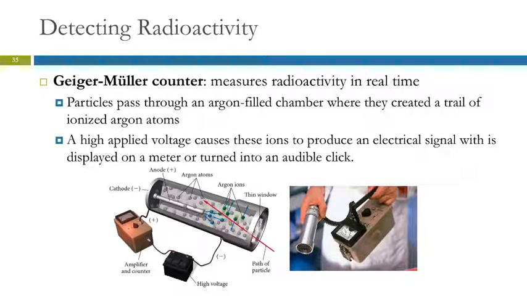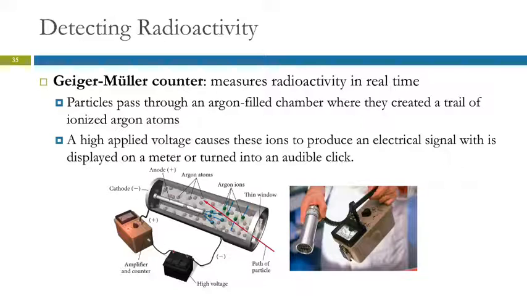To detect radiation in real time, you might use a Geiger Mueller counter, typically just called a Geiger counter. And this is the sort of thing you see in movies and TV shows where something's radioactive and you hear this click, click, click, right? That's a Geiger counter. So the way this works is there's a chamber filled with argon, and particles pass through this. The particles from the radiation pass through this chamber, and they create a trail of ionized argon atoms, because this is ionizing radiation, right?